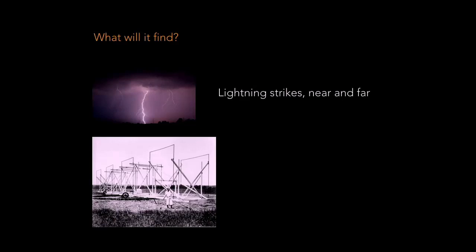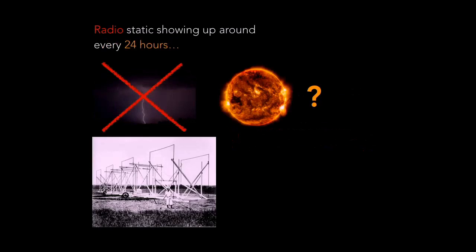Okay, so Jansky found a lot of lightning strikes. But also, there is this weird radio static, this sort of buzz that just shows up every 24 hours like clockwork. And what could that be? It's not lightning strikes. You don't expect every 24 hours there's a storm exactly at that time, right? So what could it be? Well, one thing that shows up every 24 hours is the sun. And indeed, it happened to be in the direction of the sun. And so that was the going hypothesis.